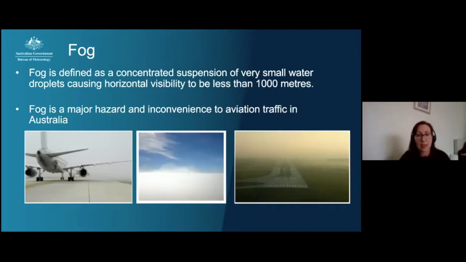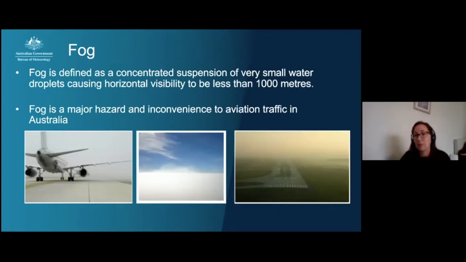Overhead, they tend to act like a bit of a blanket, keeping the heat in, so you're less likely to see fog in those scenarios. Particularly in the tropical areas, you just see shallow fogs, and so they don't significantly affect aviation operations there. But in the southern parts of Australia, they can be quite a problem through winter.